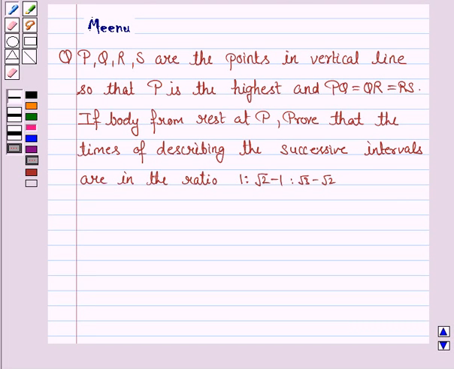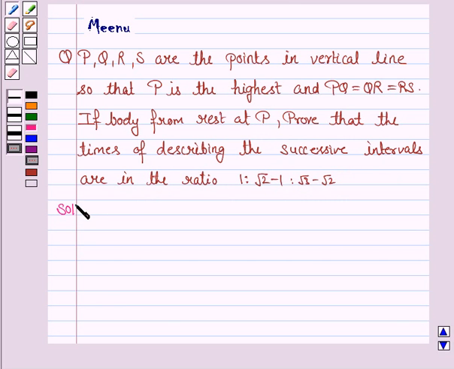Let's work out the following problem. It says P, Q, R, S are points in a vertical line so that P is the highest and PQ is equal to QR is equal to RS. If a body falls from rest at P, prove that the times of describing the successive intervals are in the ratio 1 is to root 2 minus 1 is to root 3 minus root 2.